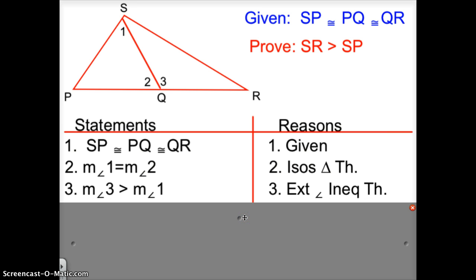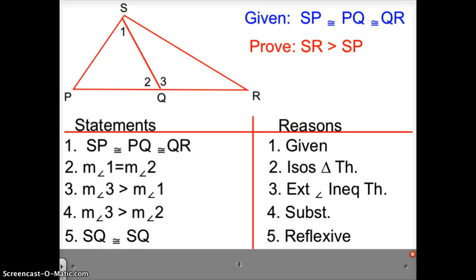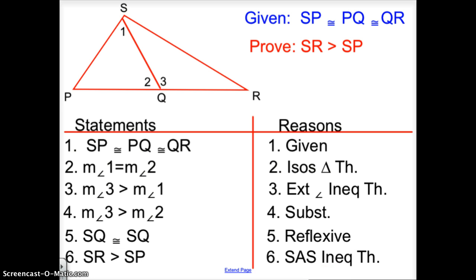After that, we're going to say that the measure of angle 3 is greater than the measure of angle 1 because of the exterior angle inequality theorem, which states that any exterior angle is greater than either of the two remote interior angles. We could then substitute angle 2 with angle 1, making angle 3 greater than the measure of angle 2. SQ is equal to SQ as a reflexive piece. And finally, SR is greater than SP with the side angle side inequality theorem.